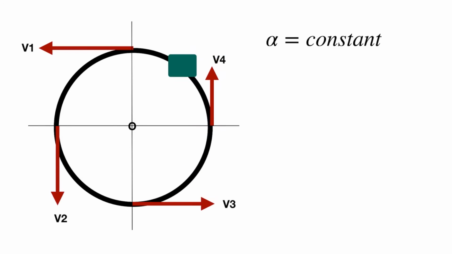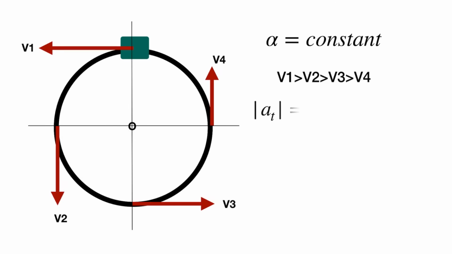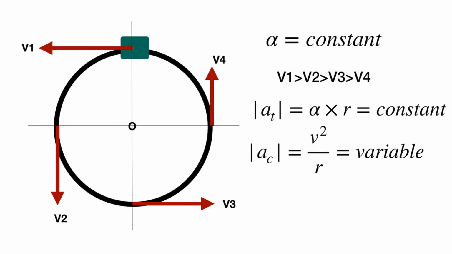It means the velocity will reduce from v1 to v2 to v3 to v4. So v1 is greater than v2, v2 greater than v3, and v3 greater than v4. In this case, the magnitude of tangential acceleration is constant because alpha is constant. What about the centripetal acceleration? Again, as I said, it is variable because speed square divided by r, and speed keeps on changing. In our next video, we will be solving some numerical problems based on today's learning.